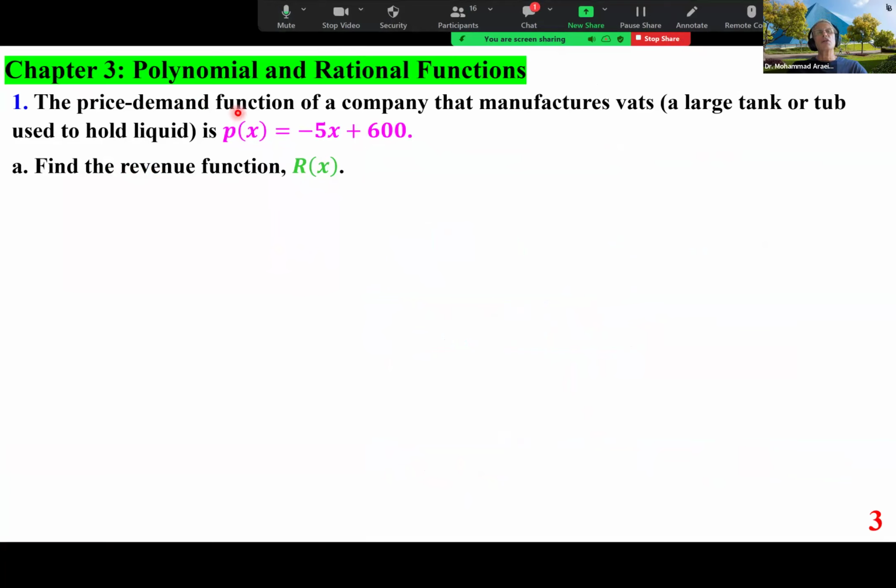The price demand function of a company that manufactures bats, a large tank or top, is given by P of x equals minus 5x plus 600. Find the revenue function. Revenue function, by definition, is the product of the price and the number of units sold times x. So minus 5x squared plus 600x.